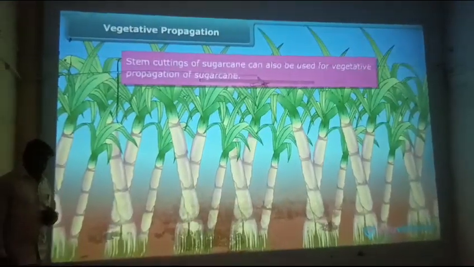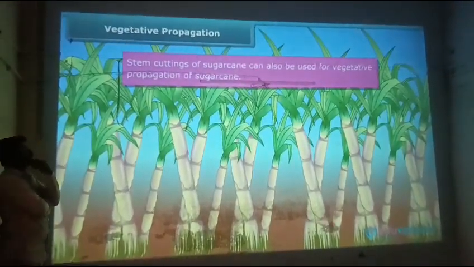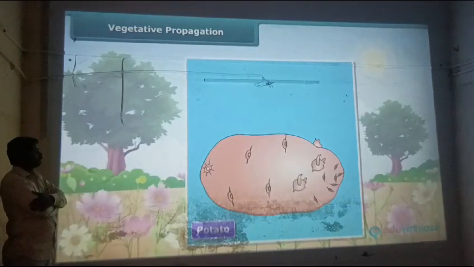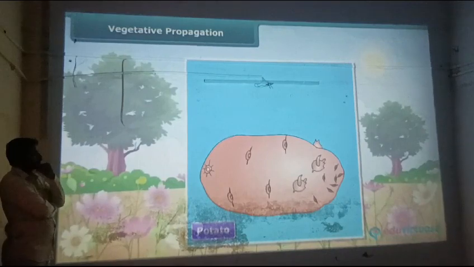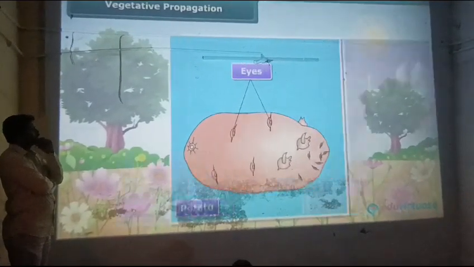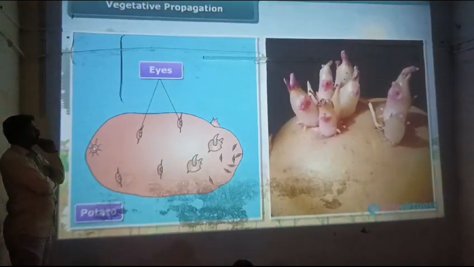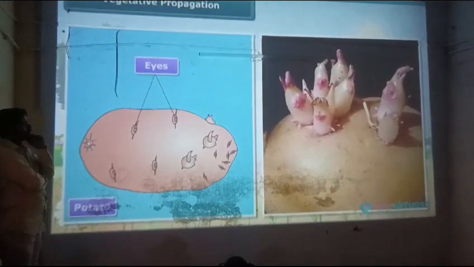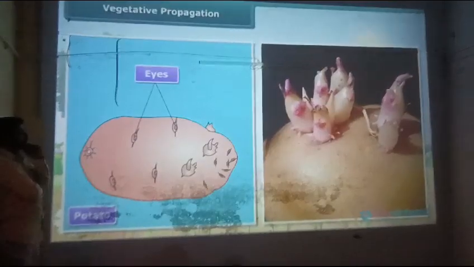Sugarcane can also be used for vegetative propagation of sugarcane. Do you know potato is the edible stem of a plant? It bears small scars on it called eyes. Well, these are the axillary buds. Each eye on a potato can give rise to new plants by forming shoot above and root below.